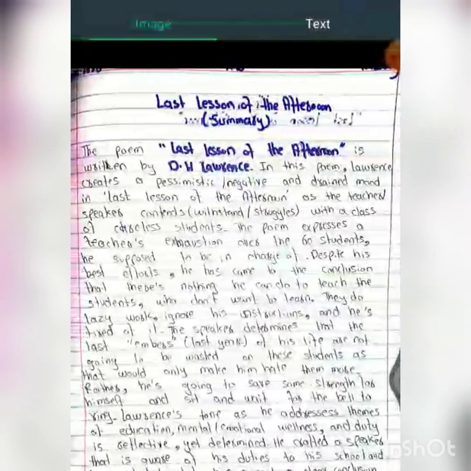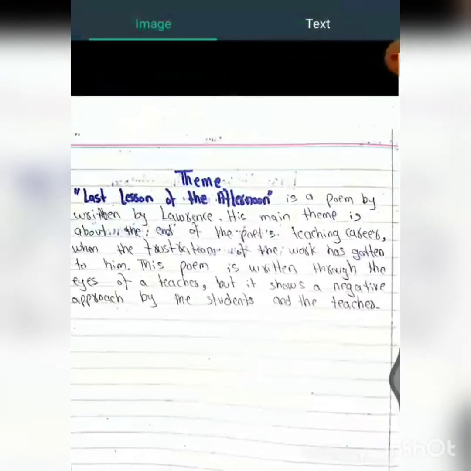So that was the theme of the story. Oh, sorry, that was the summary of the poem. Okay, now we have come up to the theme of the story of the poem. Theme. Last Lesson of the Afternoon is a poem written by Lawrence. His main theme is about the end of the poet's teaching career.